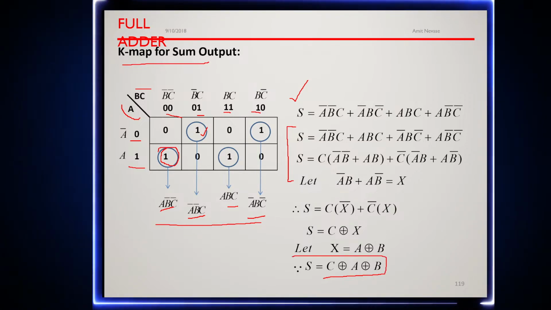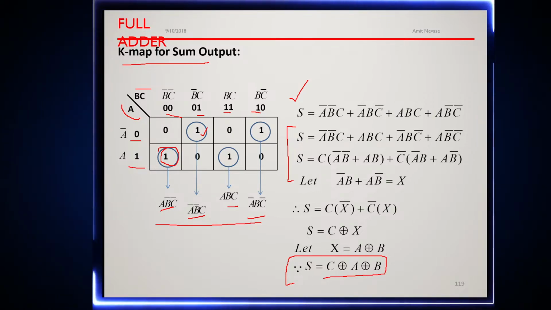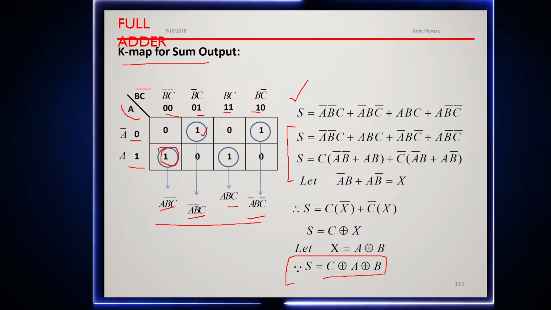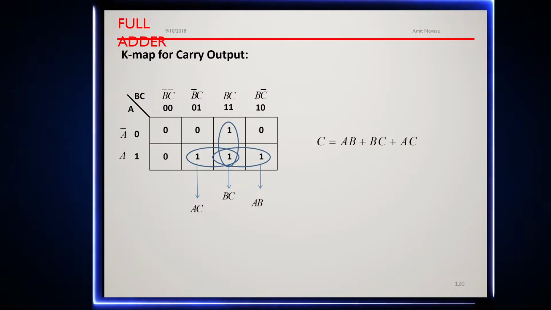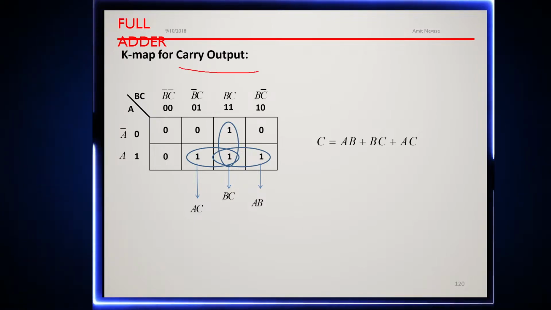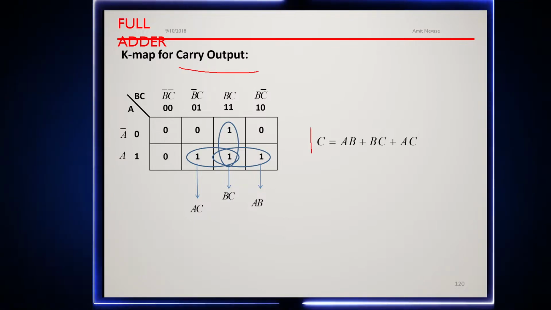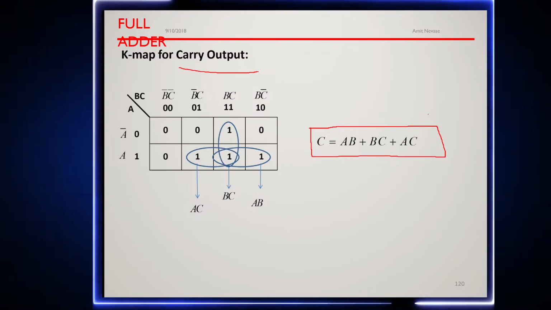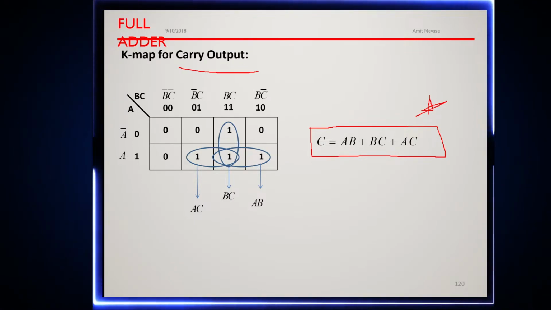So, the sum of a full adder is equal to C XOR A XOR B, right? So this is an important equation that you need to remember directly. Next, moving on to the carry output, same, we have drawn a K-map, and using the K-map we have simplified it, and this is the equation of the carry output. I am marking a star. Make sure you pause the video and write this in your notebook, right?